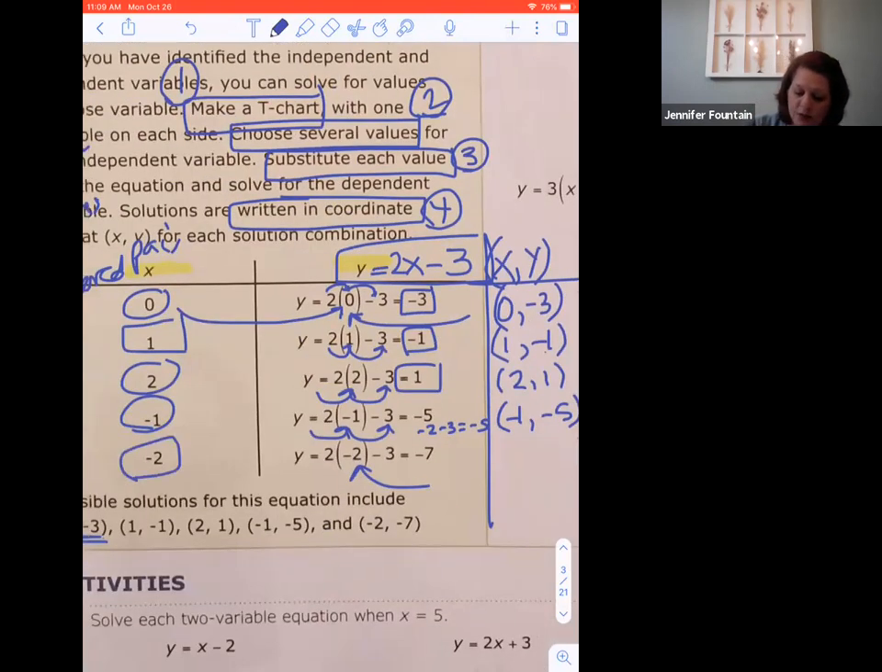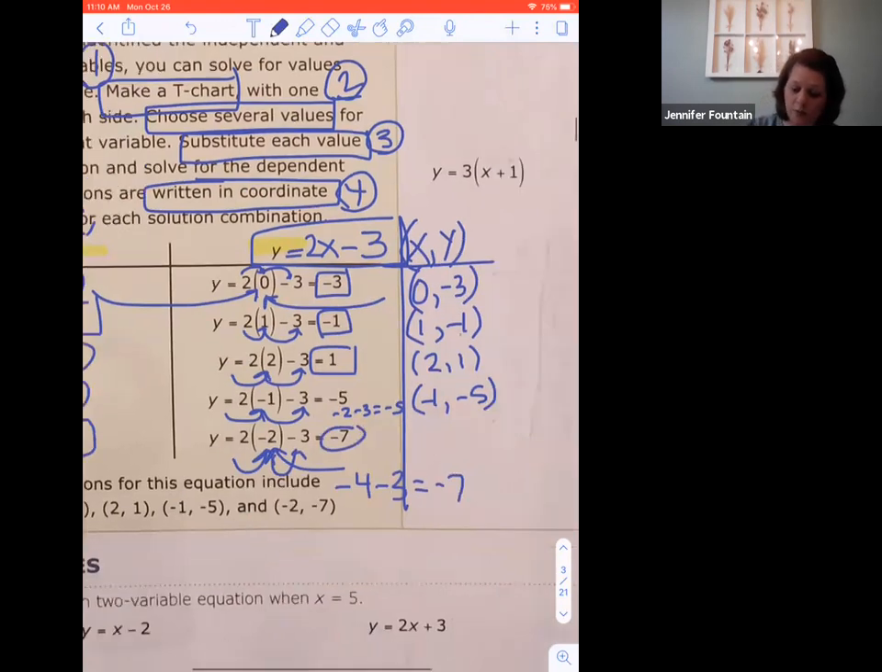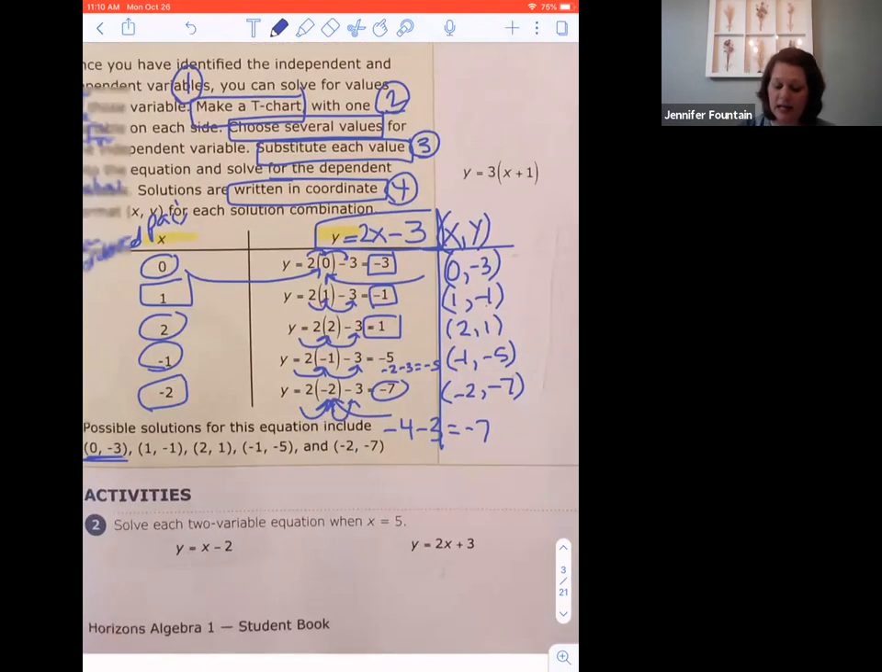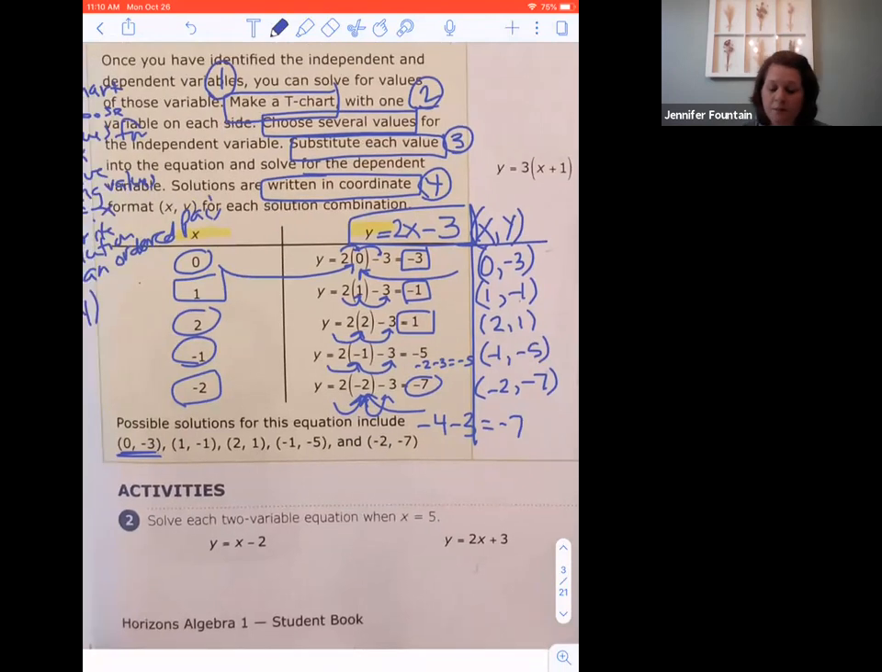-2 we're plugging in, so -2 times 2 is -4. And -4 minus 3 is going to be -7. So my ordered pair here is -2, -7. Like I said, I like to make a third column and write my x and y out beside it. If you just want to write them along the bottom, that's fine as well. It's whatever you choose to do.